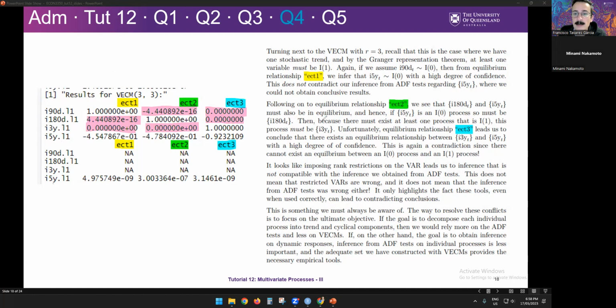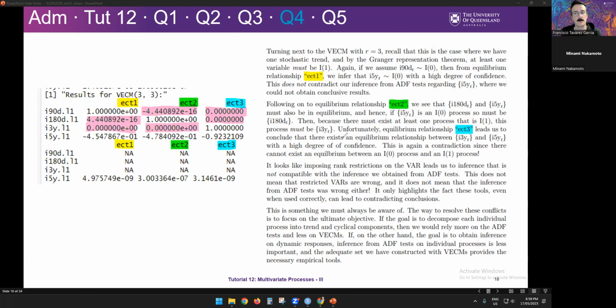Then because there must exist at least one process, by now we are already pointing to this one being an I1. But unfortunately, the equilibrium relationship on ECT3, which is saying that these two are in equilibrium, leads us to conclude there exists an equilibrium between I3 and I5 with high degree of confidence. This is again a contradiction since there cannot exist an equilibrium between an I0 process and an I1 process. A few things going on there. You can see the contradiction happening.